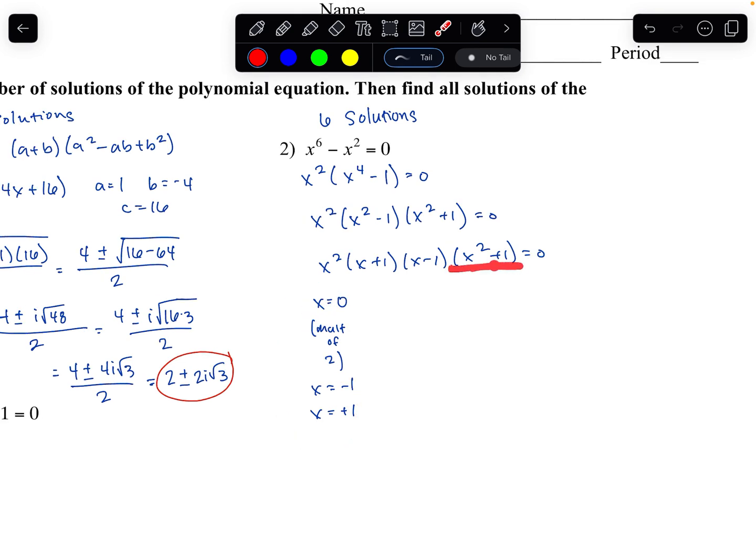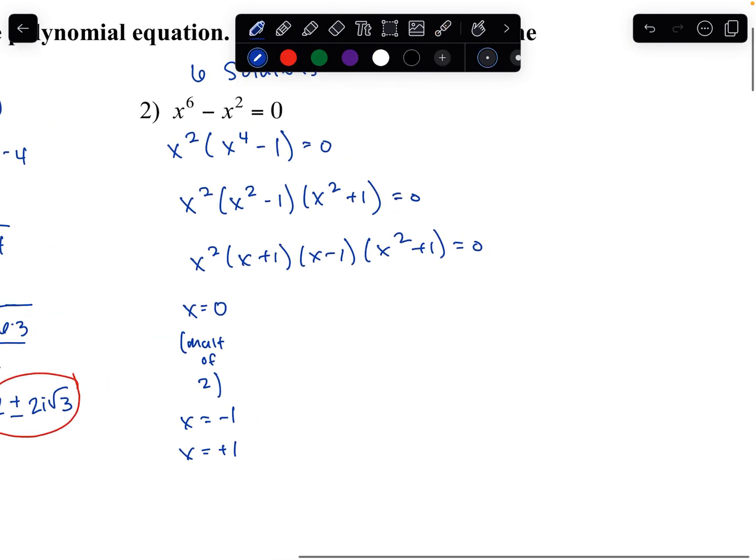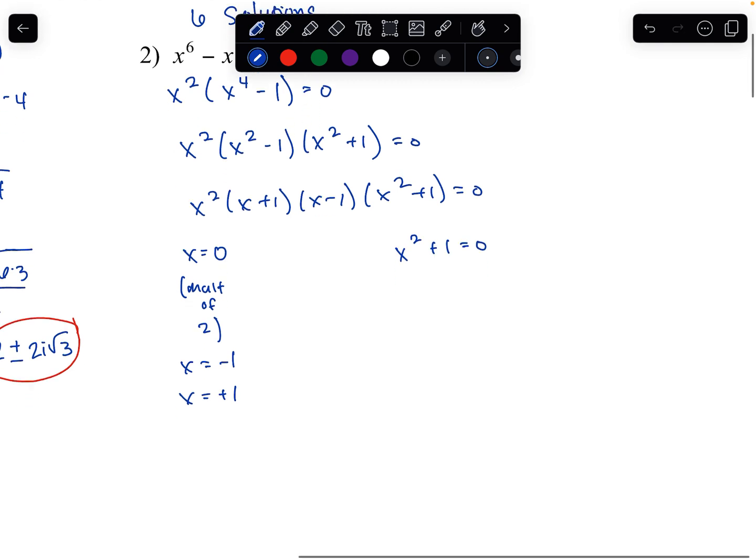The last 2 solutions are going to come here. This is not factorable, so I'm going to solve this one. It's only a binomial, so I don't have to use the quadratic formula. So I'll just say x squared plus 1, set it equal to 0. I'm going to subtract 1, so I get x squared is equal to -1. I'm going to take the square root, so I get x is equal to, don't forget to use plus or minus the square root of -1.